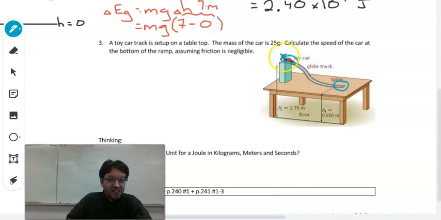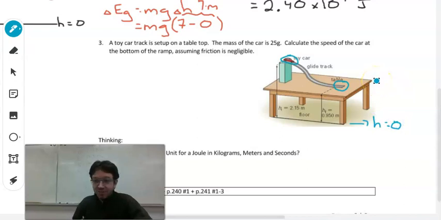Up here, it's not moving, but because of its position, it has gravitational potential energy. Down here, it is moving, so it has kinetic energy, and due to its position, it could have gravitational potential. It just depends on whether you want to make the floor your height of 0, or the tabletop the height of 0. Again, it doesn't matter which one we do.